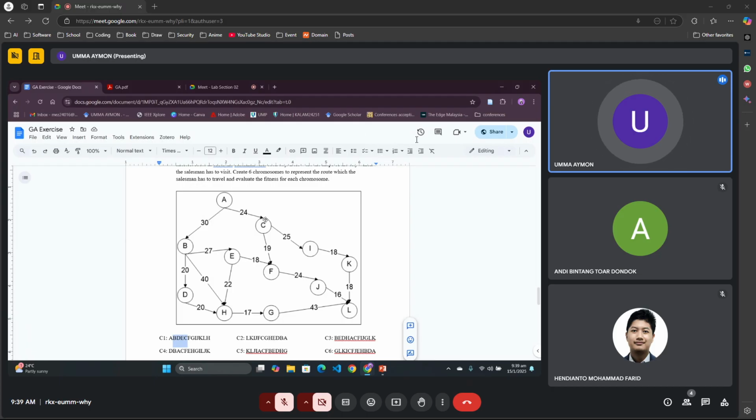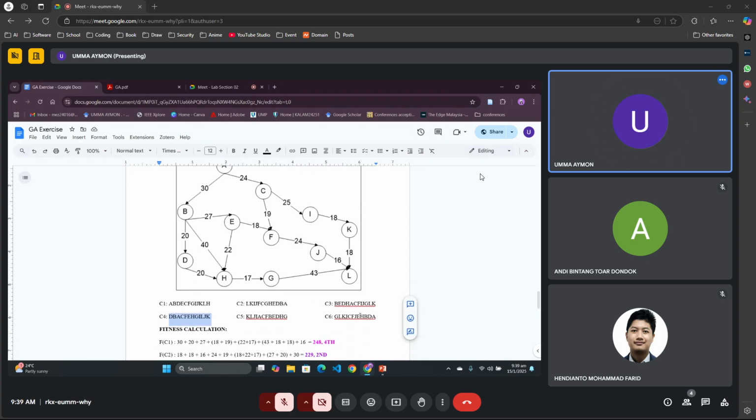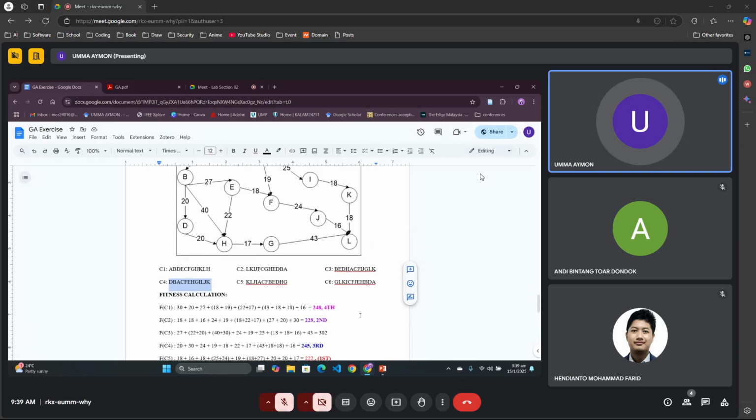You don't need to consider the arrows here, like only from A to B, A to C. You can take it as an undirected graph. Just visit every node, from every node. Just write 6 random paths, touching all the letters. By this we will get 6 chromosomes. Now how do we calculate the fitness value?